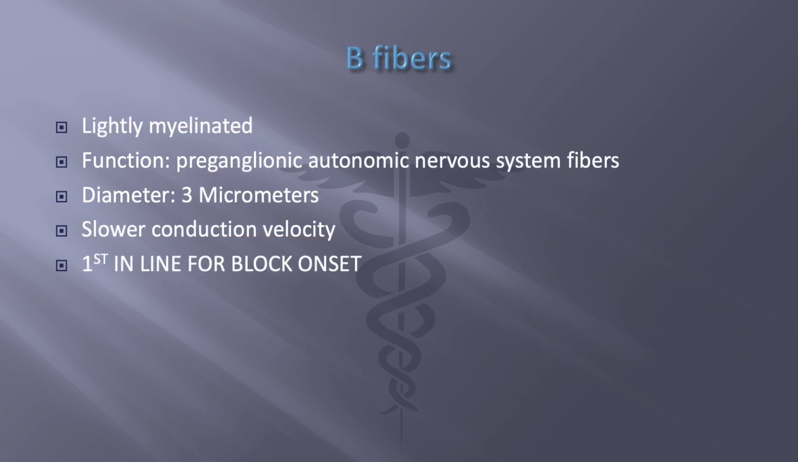So now we move on to our B fibers. They're lightly myelinated, and their function is they're preganglionic autonomic nervous system fibers. Their diameter is 3 micrometers, very small. They have a very slow conduction velocity, but they are first in line for block onset. All right, so we're putting the puzzle together now. B fibers are first. You'll be able to guess what's second.